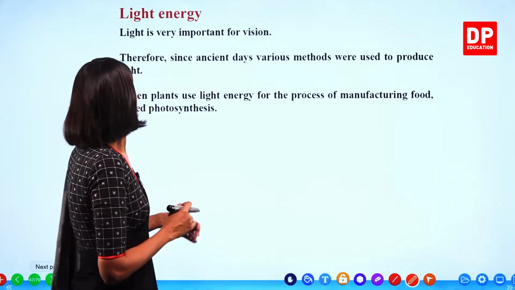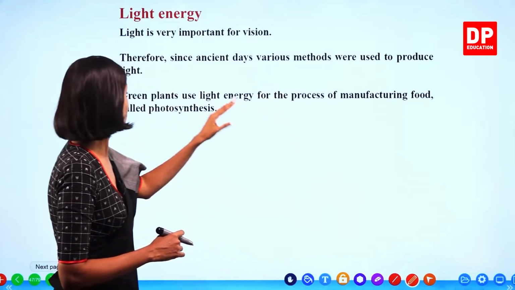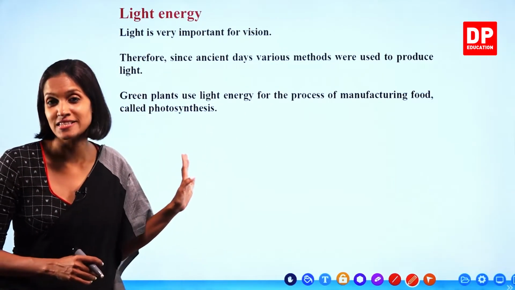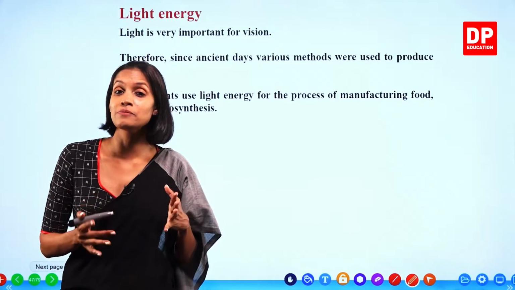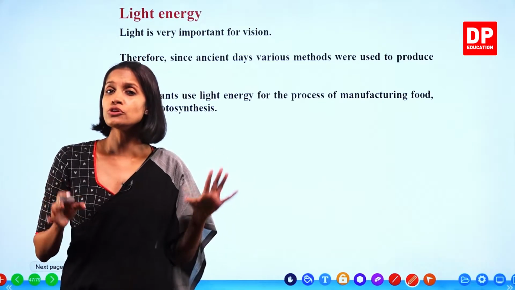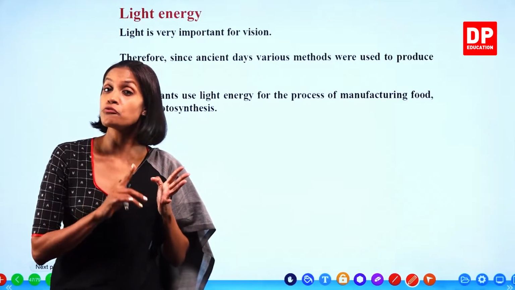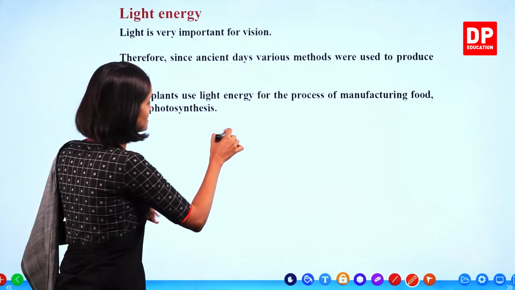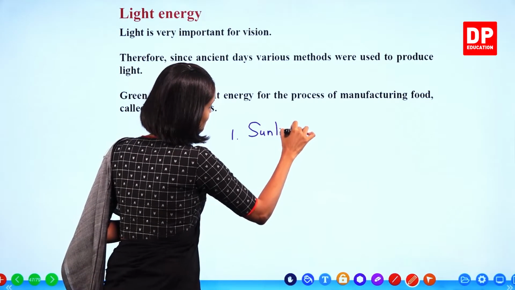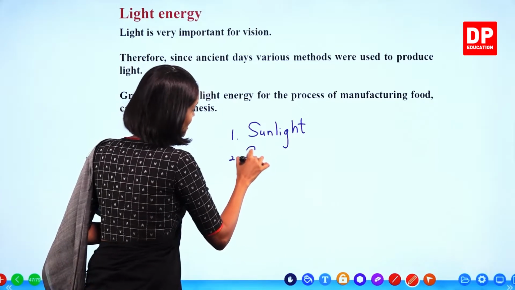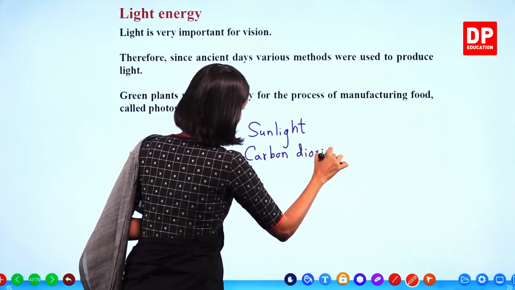Okay children, so green plants use light energy for the process of manufacturing food, which is known as photosynthesis. When we consider photosynthesis, you all know that only green plants can do photosynthesis. Do you remember what are the factors affecting photosynthesis? There are 4 factors affecting photosynthesis. What are they? Sunlight, carbon dioxide gas.